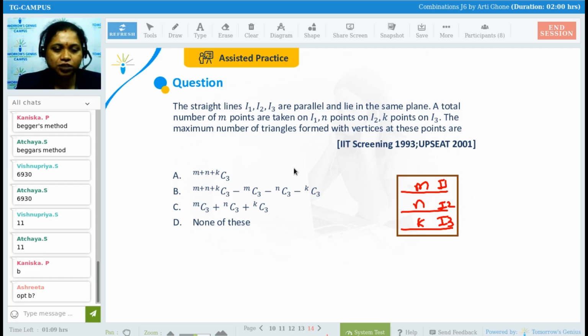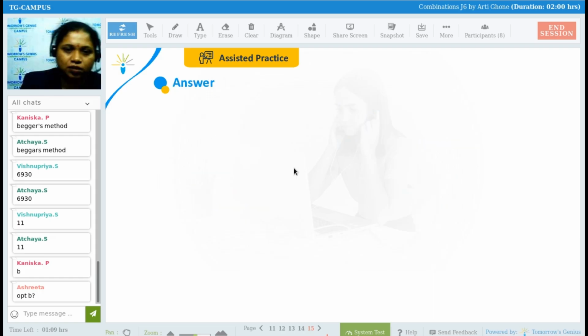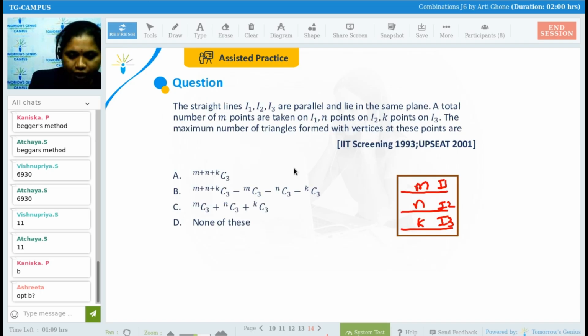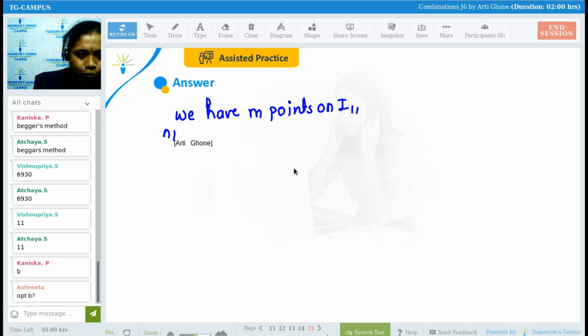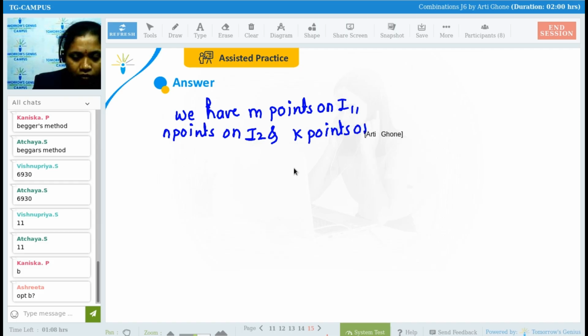Option B. Okay. So Ashrita, how does option B come? See, for the state board pattern also you need to write down the explanation. So I'm just explaining in terms of writing now. We have m points on l1, n points on l2, and k points on l3. Clear? This is fine.